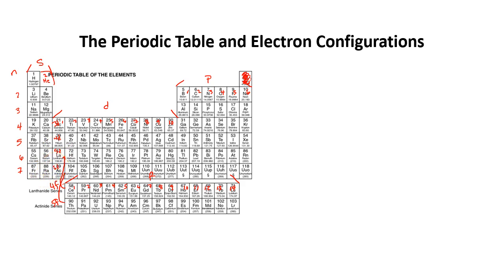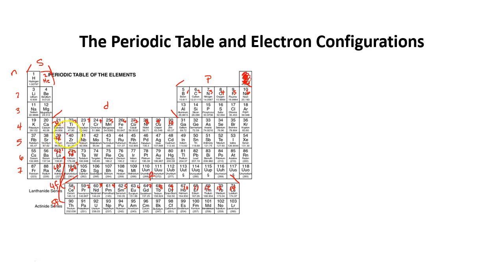So it will be 5D1, and then F4 sandwiches in between 5D1 and 5D2. Alright, and F5 sandwiches in between 6D1 and 6D2. All right. Okay, so now that we know where our atomic orbitals are in the periodic table, now we can start to do electron configuration.